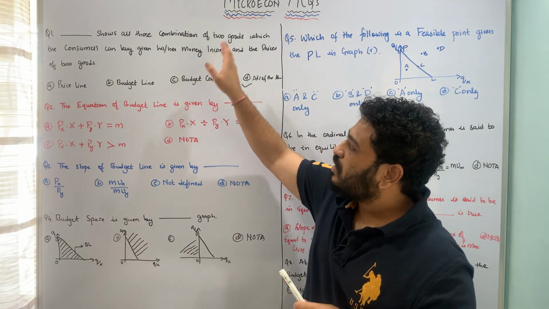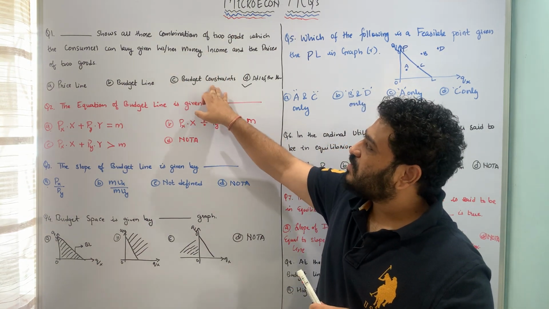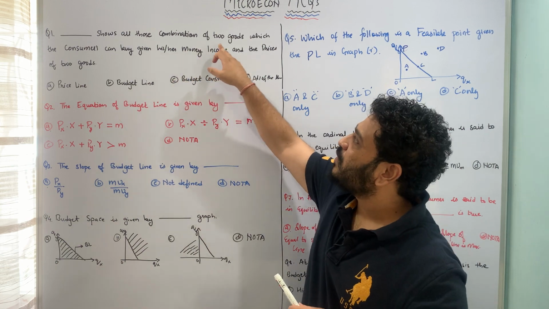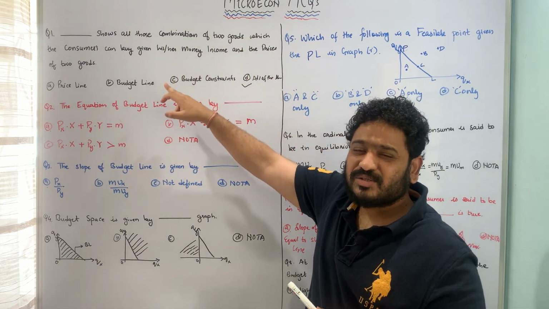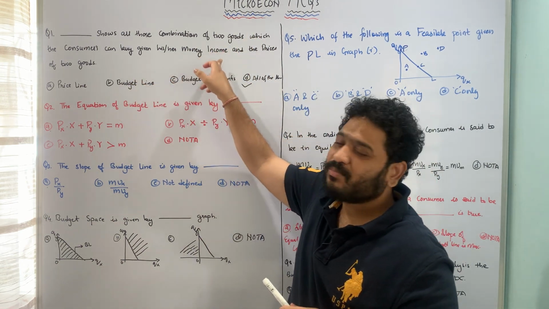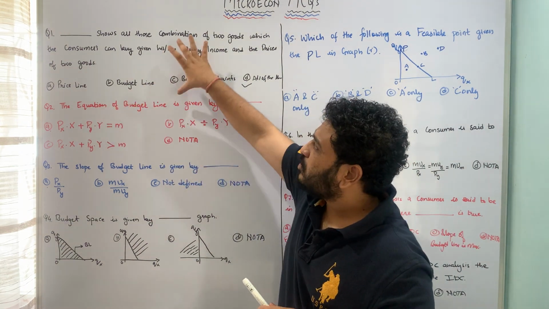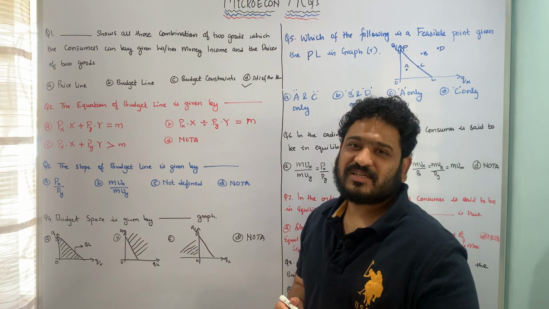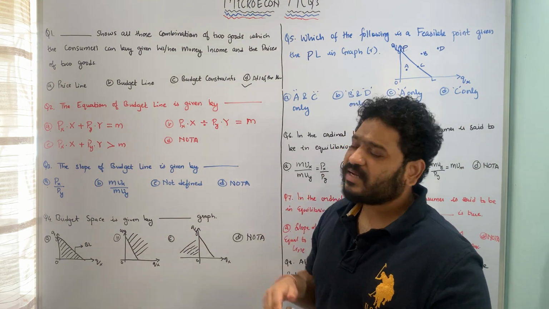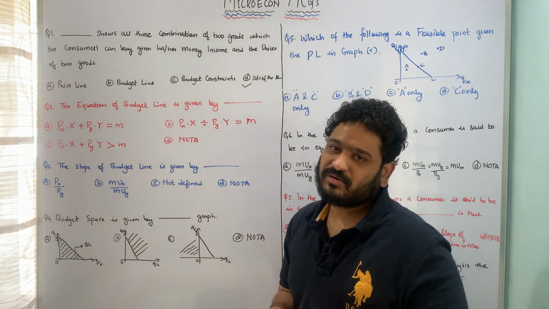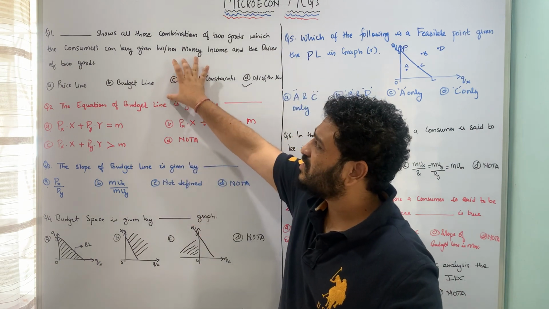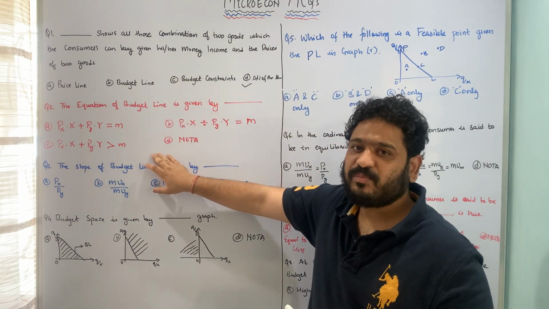So therefore a budget line or price line or budget constraint shows all those combination of two goods which the consumer can buy given his money income or her money income and the prices of the two goods into consideration. So I hope this first question is pretty much clear. Let us now move to the next question, which is talking about the equation of budget line. Now we know what budget line is, but what is the equation of budget line?